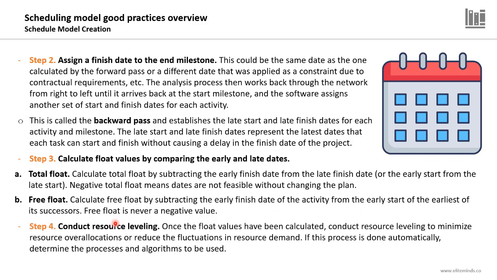The fourth step of the schedule model analysis is conducting the resource leveling if needed. Once the float values have been calculated, conduct resource leveling to minimize resource over allocations or reduce the fluctuations in resource demand. If this process is done automatically, determine the processes and algorithms that should be used. These steps, as part of the schedule model analysis step, can be all conducted through the scheduling software or tool you are using.